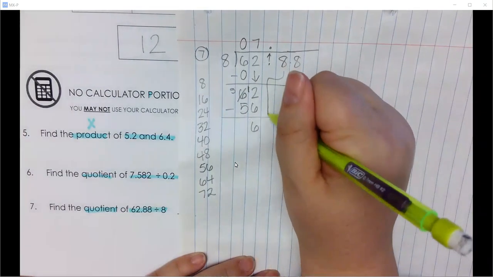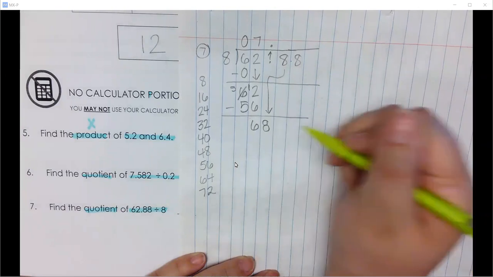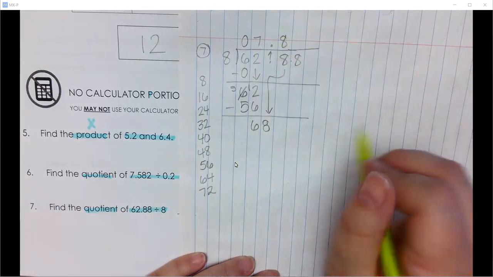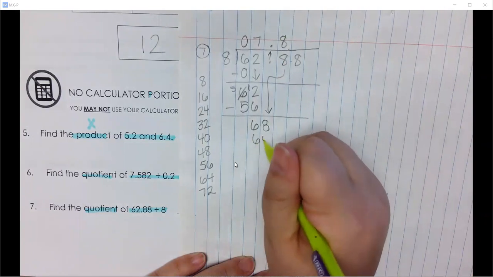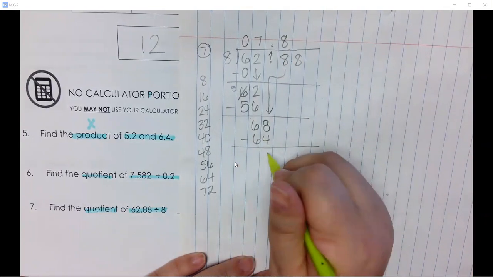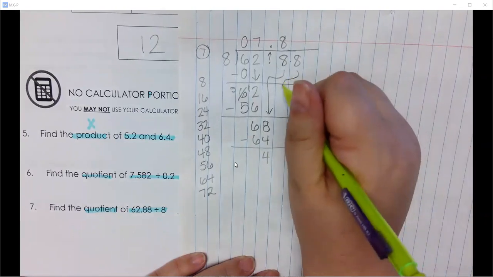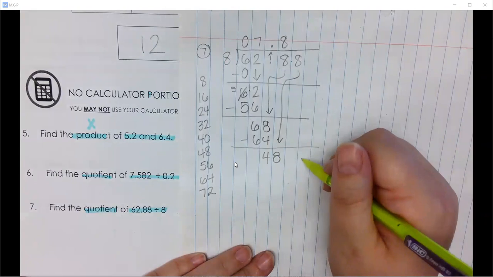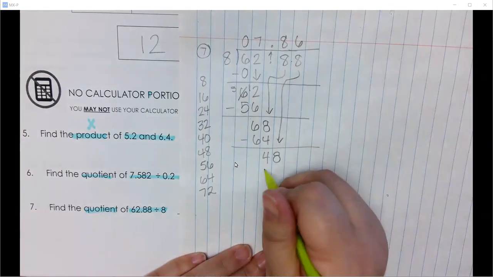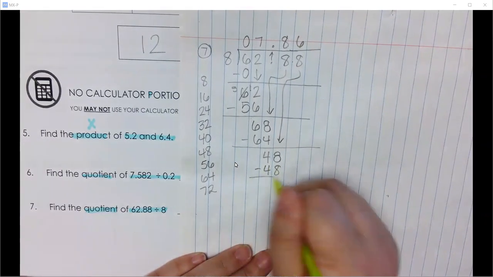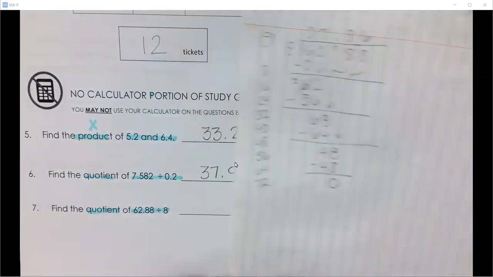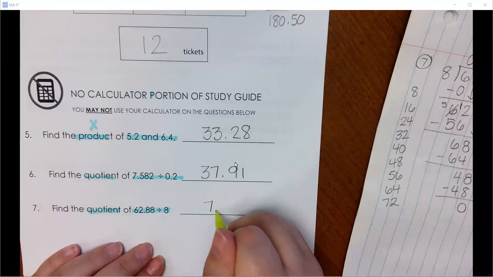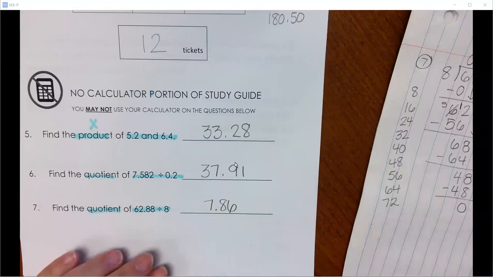I'm going to bring down my 8. 8 divides into 68 8 times. 8 times 8 is 64. I subtract. I'm left with 4. I bring down my last 8. And 8 divides into 48 6 times. 6 times 8 is 48. I subtract, I'm left with 0. So the answer to number 7 is, the quotient is 7 and 86 hundredths.